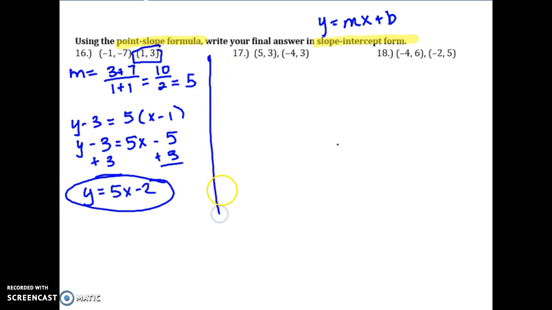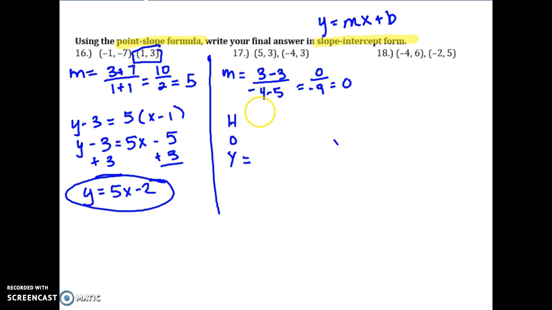Okay, number 17, again, we're going to get the slope. The slope is 3 minus 3 divided by -4 minus 5. So we have a 0 divided by -9, which is a slope of 0. So I'm going to think of y, which means the equation of the line is going to be y is equal to, and if I notice my y's are both the same, y should be equal to 3.